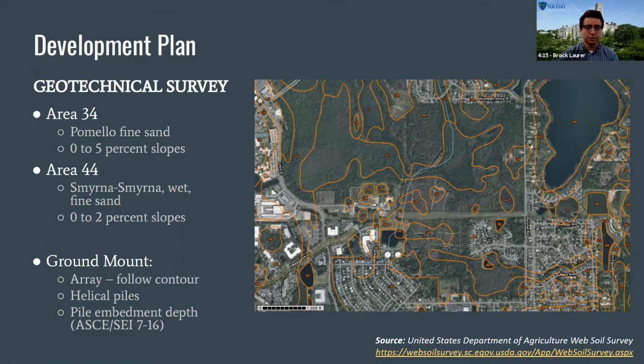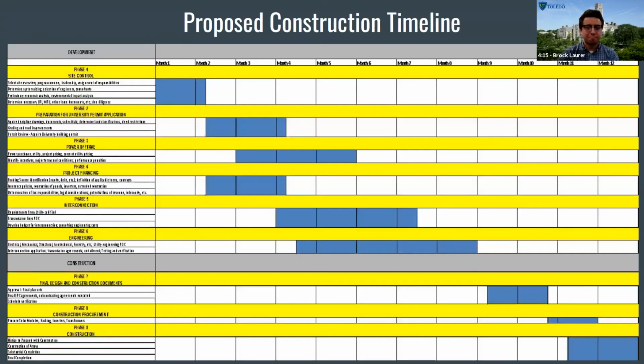With regard to supporting our array structurally, we recommend driving helical piles into the ground. We recommend this because sandy soils are typically weaker than other soil compositions. More specifically, for the pile embedment depth, we recommend following ASCE 7 standards and calculations, factoring in different load combinations to consider the structural integrity of these arrays.